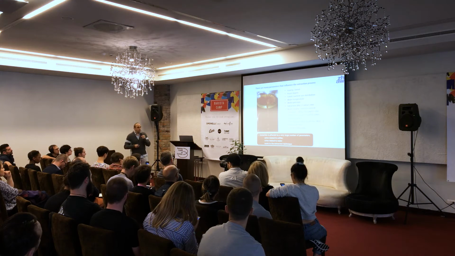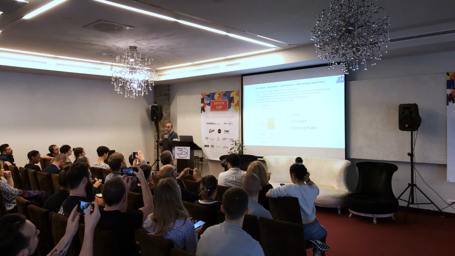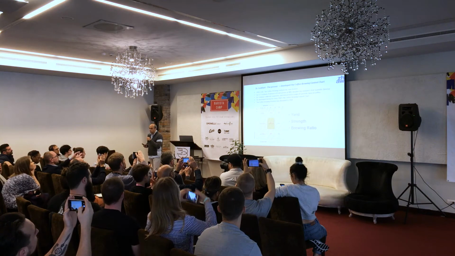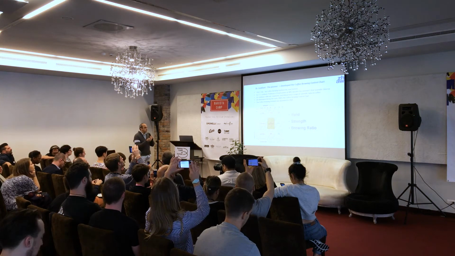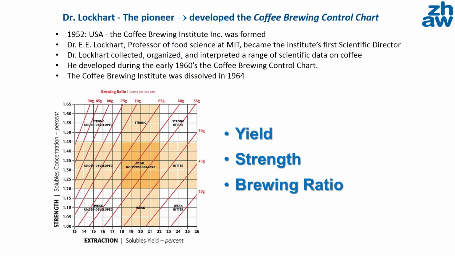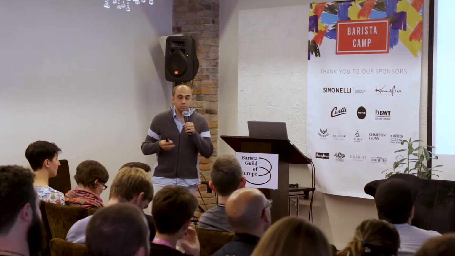So what happened, a long time ago, is that people tried to simplify things. You have to find out which are the key parameters in order to bring order into the discussion about extraction. What was done initially, in '57, '59, was that Dr. Lockhart came up with the brewing chart, the brew control chart, or however you want to call it. And this is something that we are still using today. He said that there are 3 parameters of particularly high importance: one is the yield, the second is the strength, and the third is the brewing ratio.